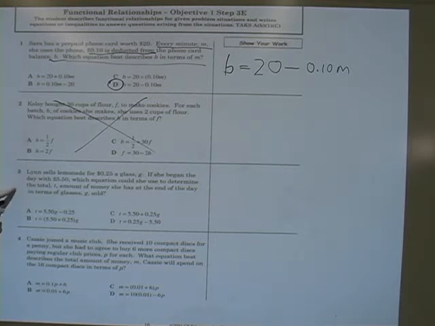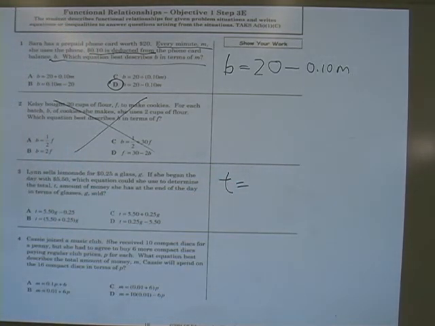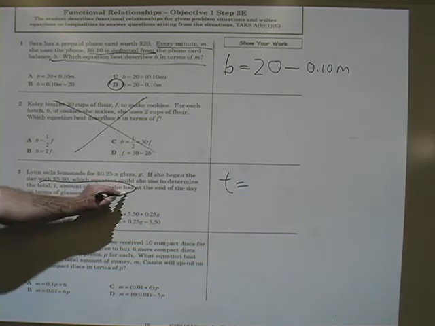Let's go on to number 3. I think we've got time to do this one. Do it kind of the same way. Lynn sells lemonade, 25 cents a glass, G. If she began the day with $5.50, which equation could she use to determine the total T, the amount of money she has at the end of the day in terms of glasses, G? Notice on your answers again, they all start with T equals. And T is the total amount of money she has.